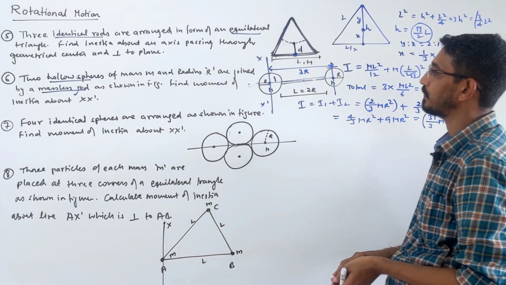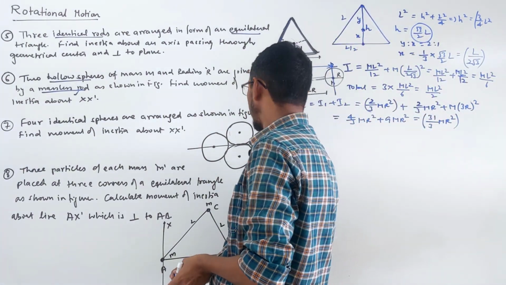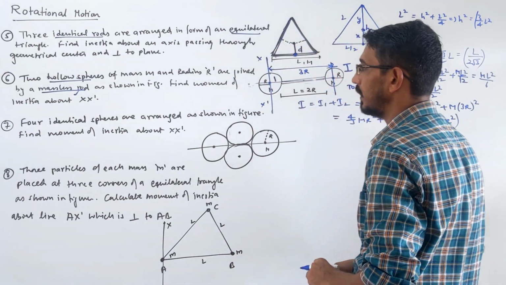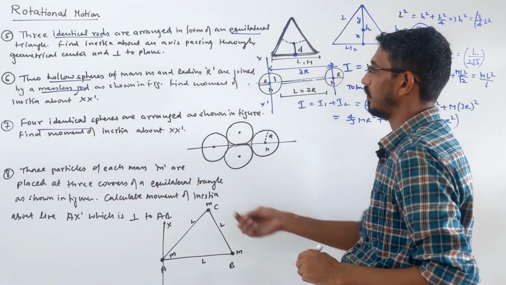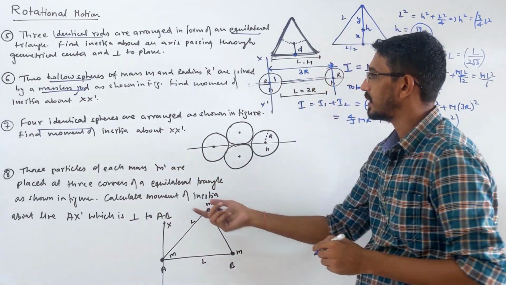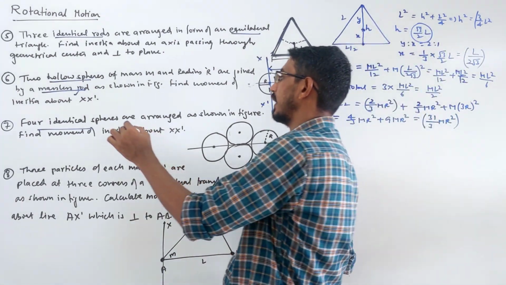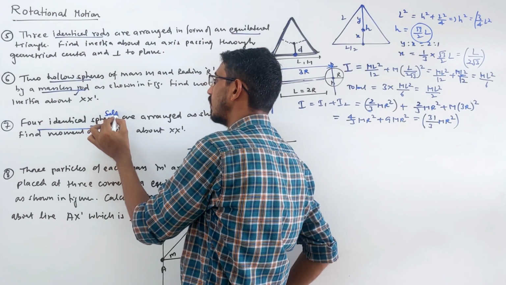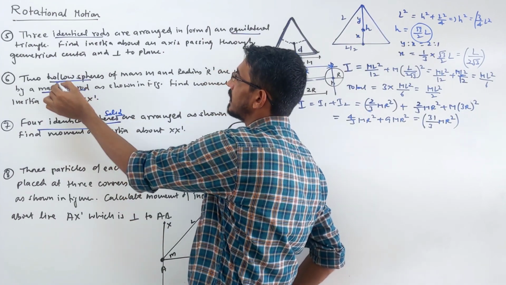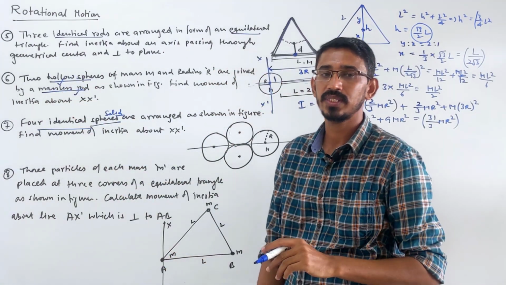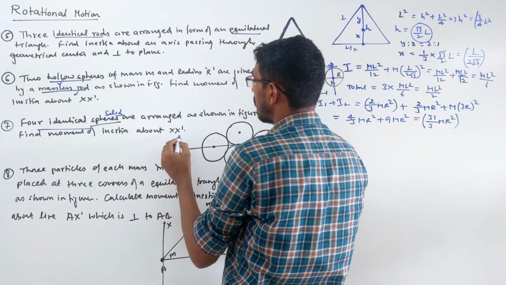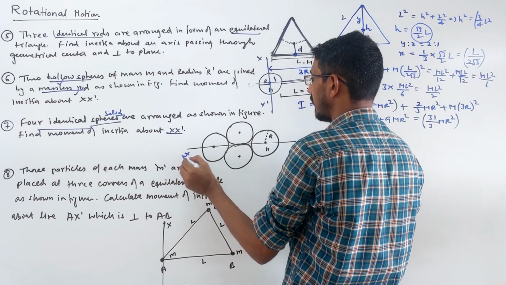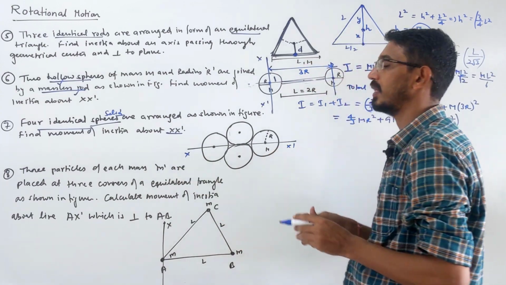Okay. Yes. Moving on to the next problem, which says 4 identical spheres are given to you, arranged as shown in the figure. A similar question we have already answered just now. Here again, just spheres are given, which means solid spheres. When they ask for hollow, they will say hollow or spherical shell. Just the word sphere means solid sphere. Find the moment of inertia about the x-axis. So some x-axis is given here. About this we have to find inertia.